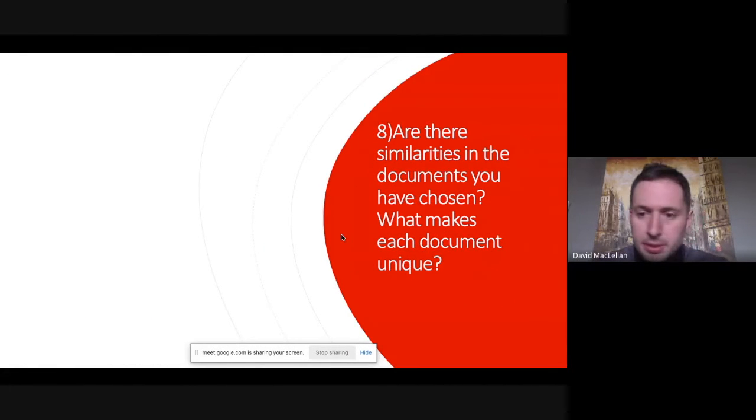Question 8, are there any similarities in the documents you have chosen? Yes, they're similar in terms of how they're organized. They're both examples of action research designs, so they're systematic procedures to gain information to improve the way educational settings operate. They're both relatively the same length, 60 to 80 pages.